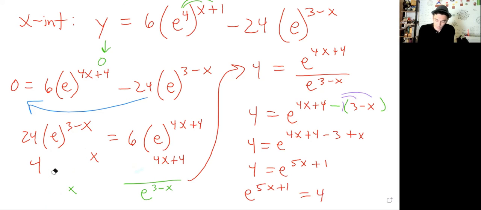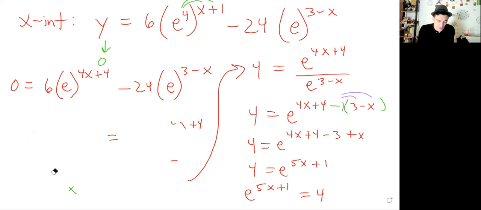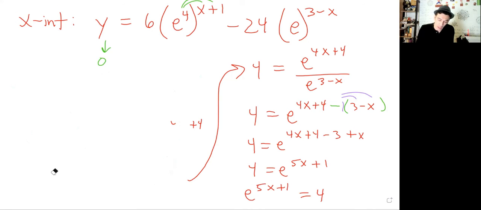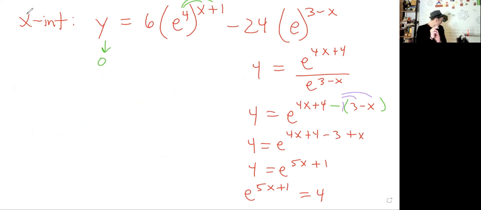And then what are we trying to do? We're trying to get x alone because we want the x-intercept. So here, to solve for x, what we would have to do is convert this equation into logarithmic form, right? Let's convert this into logarithmic form.